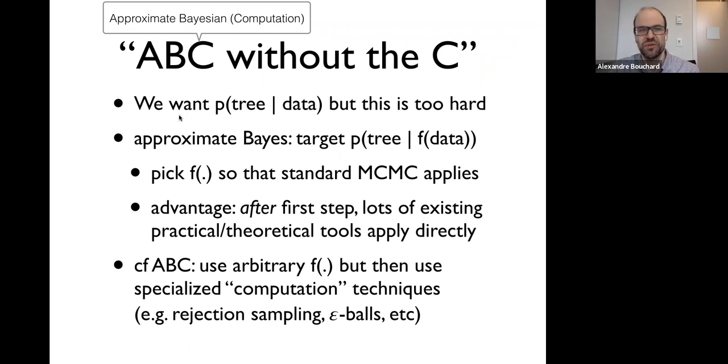What do I mean by this? What we want here is to compute the probability of the tree given the data. But that's too hard because of the combinatorial constraints. So the idea is to instead target the probability of the tree given a deterministic function of the data that we can compute. This is the first step that is done in ABC. These statistics are not sufficient. The key thing, though, is that we pick F carefully, the one I showed you here, so that we can use specialized computational methods based on Markov chains. In contrast, full ABC methods come with a lot of baggage in terms of epsilon balls and rejection sampling, and typically you end up with a system that doesn't scale to high dimension like the system we show here. That's why we pick F carefully, so that we can approach this modified target using a Markov chain.